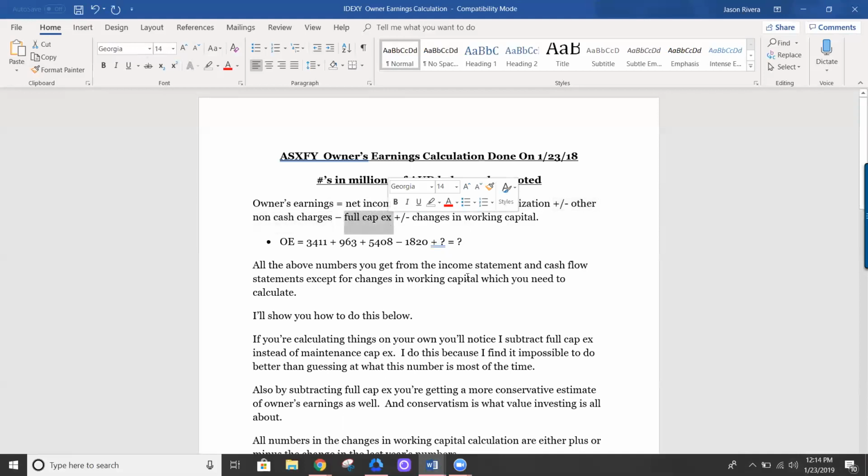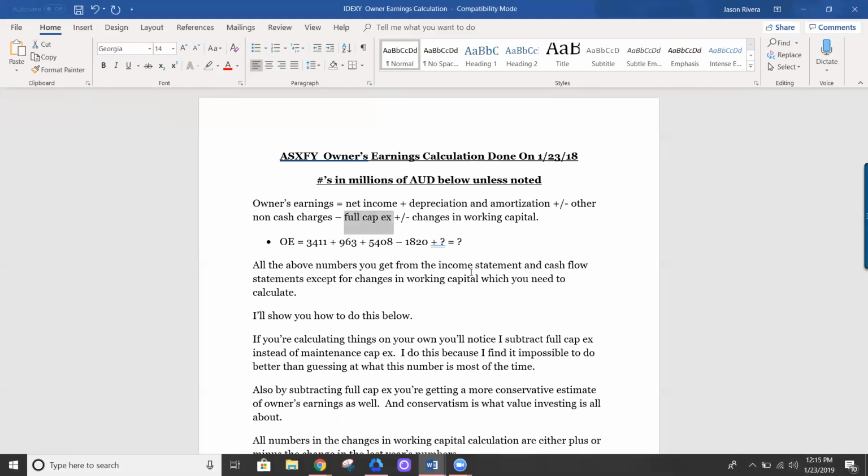Full CapEx. So this is one I get questions on all the time. Capital expenditures. If you've ever researched owner's earnings at all, Alice, have you ever researched owner's earnings at all before this? Okay. So most other people, when they talk about owner's earnings, talk about what they call maintenance capex. Essentially, maintenance capex is their estimate of capital expenditures that is required to continue running the business day to day, continue running operations day to day.